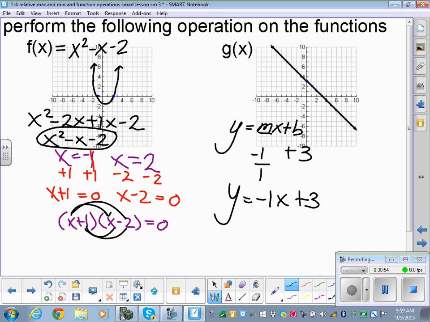Does everybody see how I did that? Okay, so then we have y is equal to negative x plus 3, because negative 1x is the same thing as negative x. So we just found g of x. G of x is equal to negative x plus 3. Now it was all that, and I can guarantee you, I saw one just like this on the state test. It was all of that just to be able to perform the operation. So now we found those, now we're going to perform the operations.